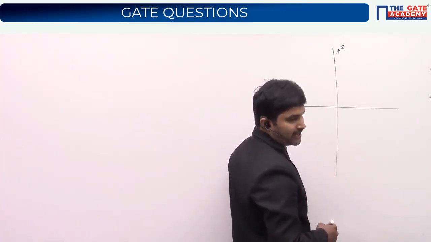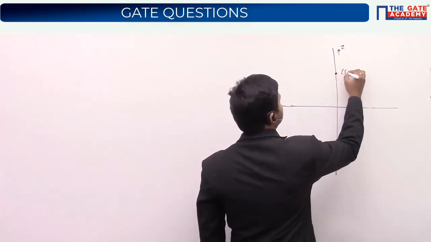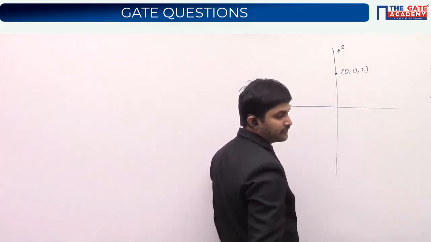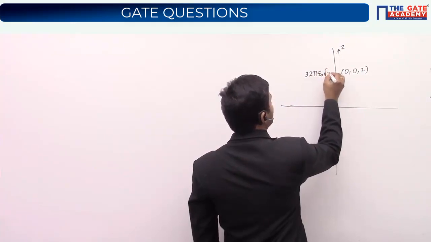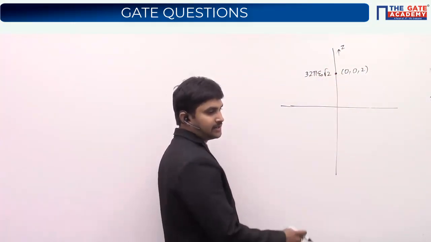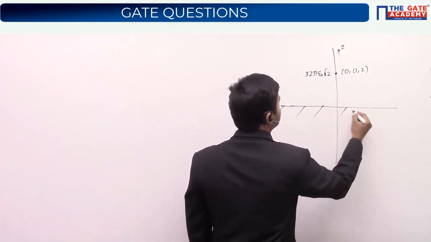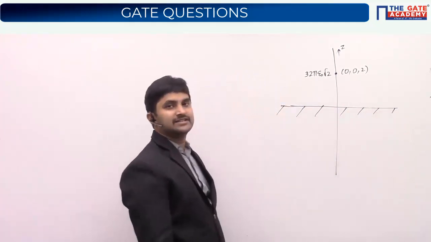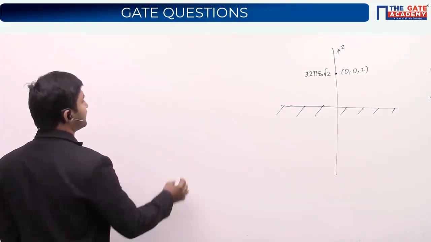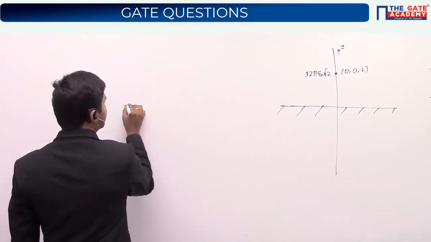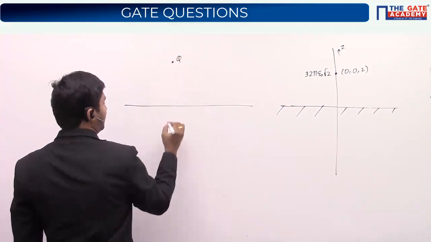We have a charge present at (0, 0, 2). And what is the value of the charge? 32 pi epsilon naught root 2 coulombs. And here, this is my XY plane, which is nothing but the metallic plane. Now, such a case can be replaced: the metallic plane can be replaced with an equipotential surface, and the charge itself and its image charge.